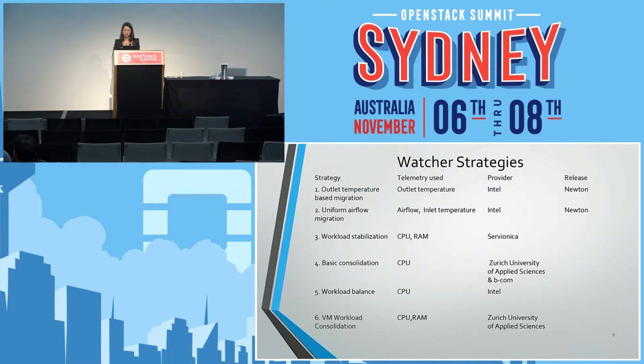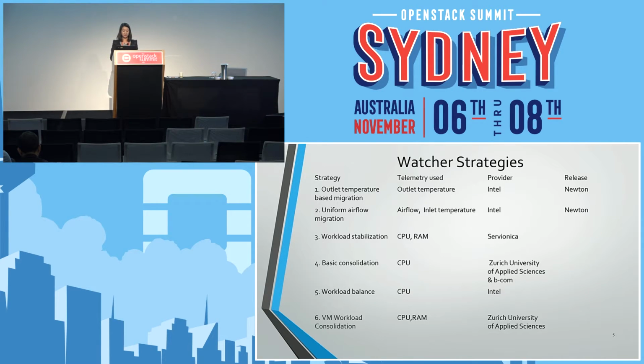The first two strategies are outlet temperature and uniform airflow based migration. These two strategies will generate actions to move workload when a server's outlet temperature or airflow is greater than a specified threshold. And for the third one, workload stabilization, this strategy will monitor if there is a higher load on some hosts compared to other hosts in a cluster. And once it finds some that are higher than others, it will rebalance the work across hosts to minimize the standard deviation of the loads in a cluster.